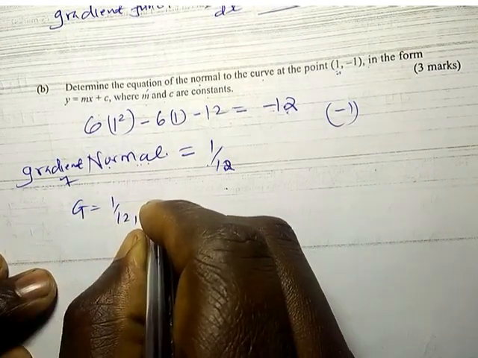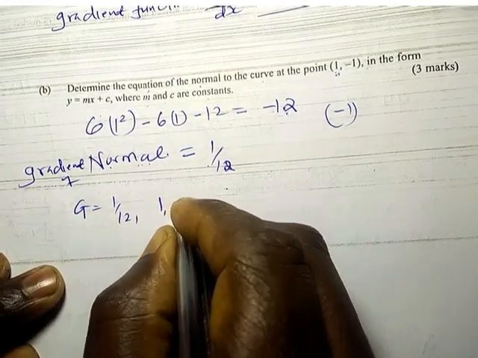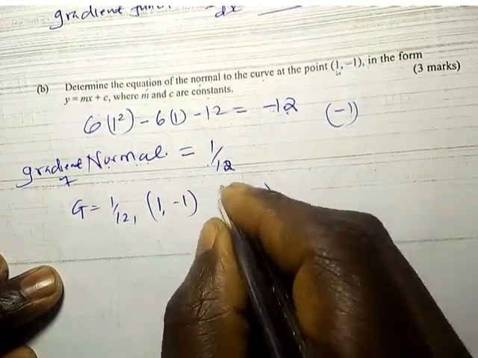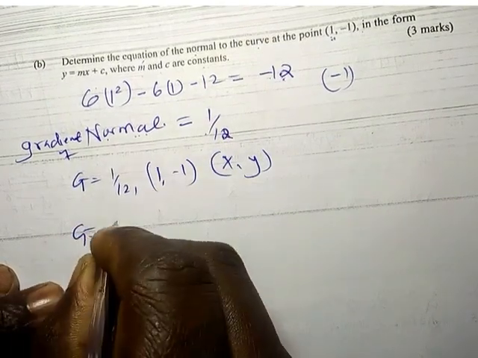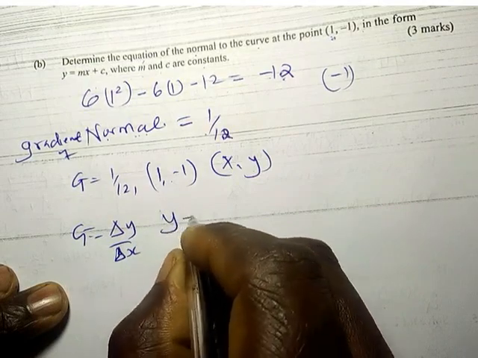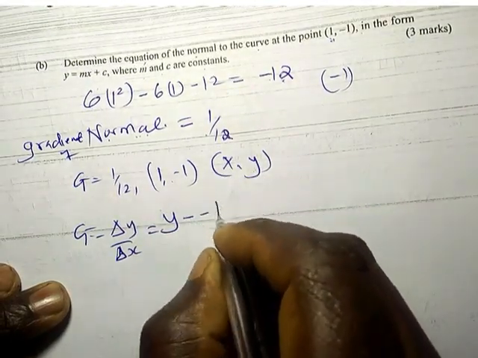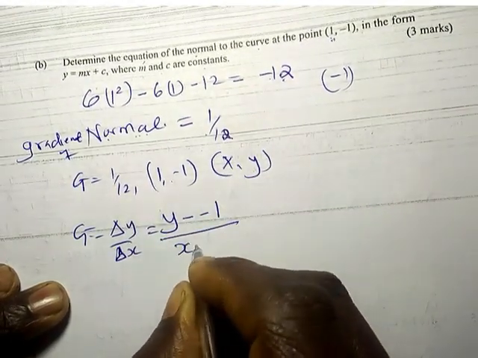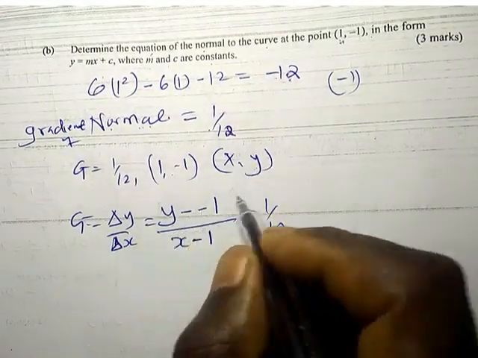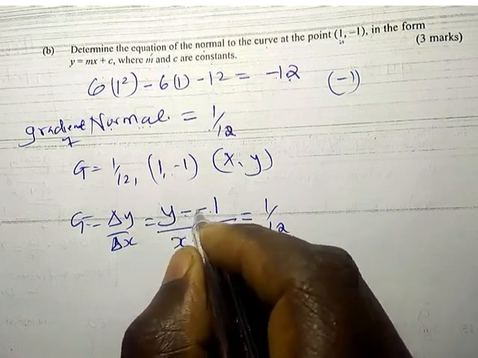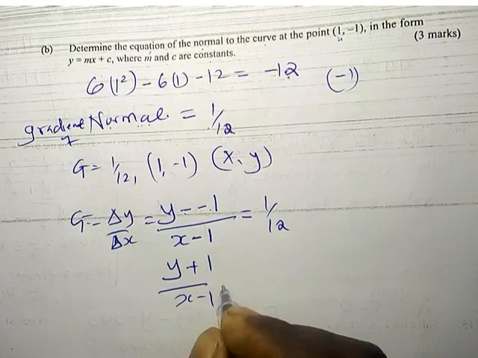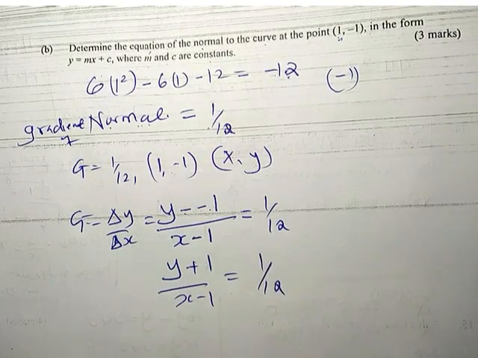The point is 1, negative 1, and the general point is x, y. So gradient we know is change in y over change in x. So y minus negative 1, x minus 1. So y minus negative 1 is going to be positive, we know that. So it becomes y plus 1 over x minus 1, that is 1 over 12.